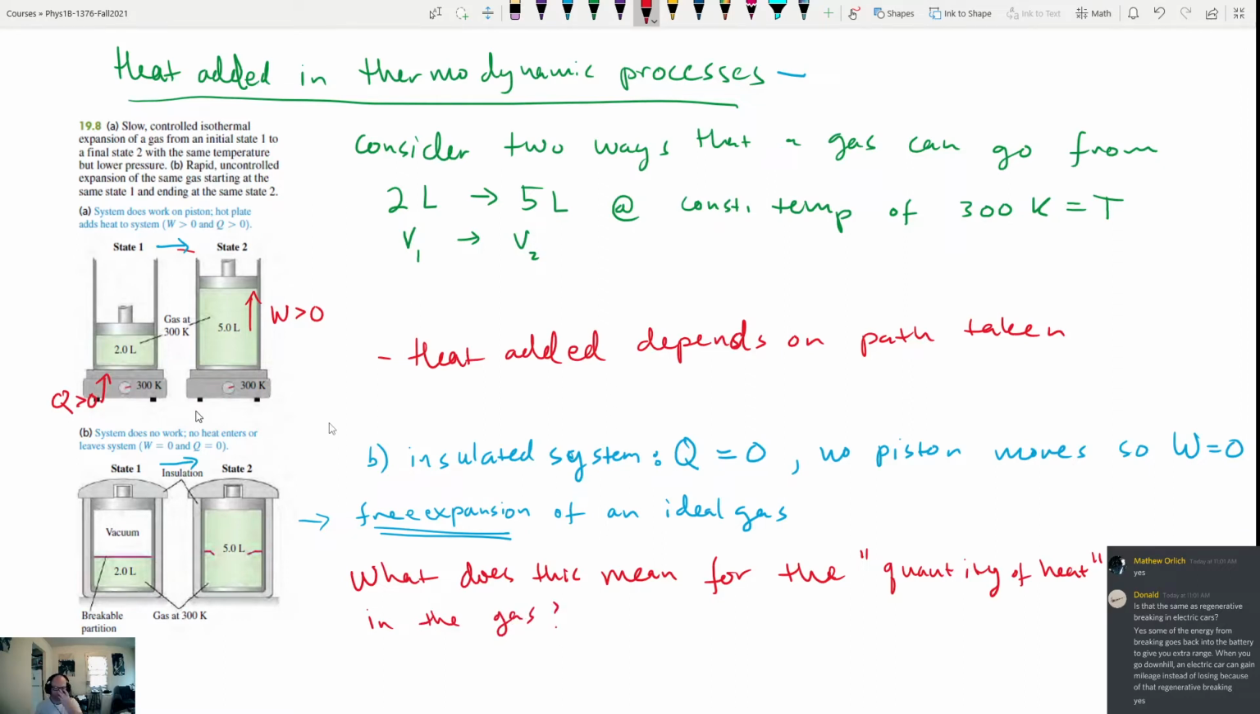Does that make sense? Let's put some numbers to this. Let's say we add 1,000 joules, okay? Let's say that's how much heat was added here, 1,000 joules. That's how much heat was added.